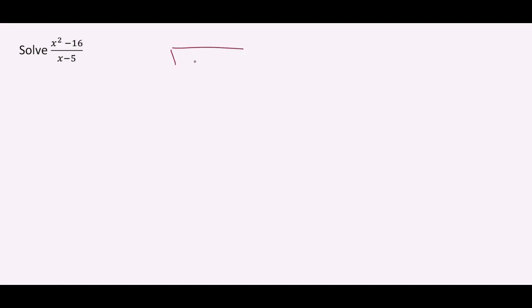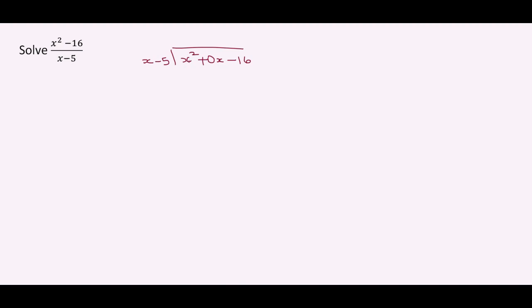So we have x squared. Here, this is an example where we need to add the 0. The degree of the exponent is 2, we need a degree of 1 because 16 is a degree of 0. So we're going to have x squared plus 0x minus 16 divided by x minus 5. The reason why you do this is to make sure that when you're going through your long division process, you do not make an error.